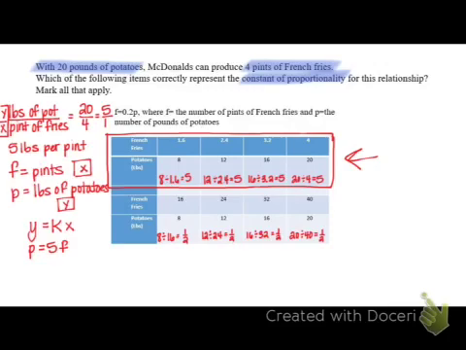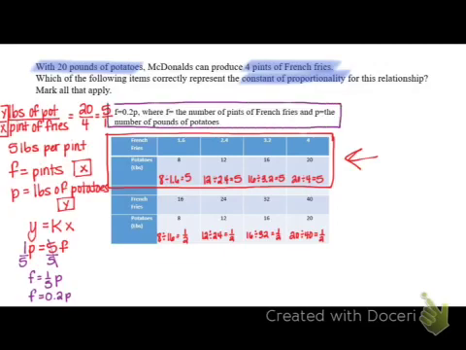So if we're looking at what we've already done, you can manipulate that or rearrange it. Every letter has a coefficient of 1. So in order to solve for F, we divide by 5. And now we are looking at F is equal to 1/5 P. And 1/5 is the same decimal as 2/10. So F is equal to 0.2 P is also a way to represent the same constant of proportionality.